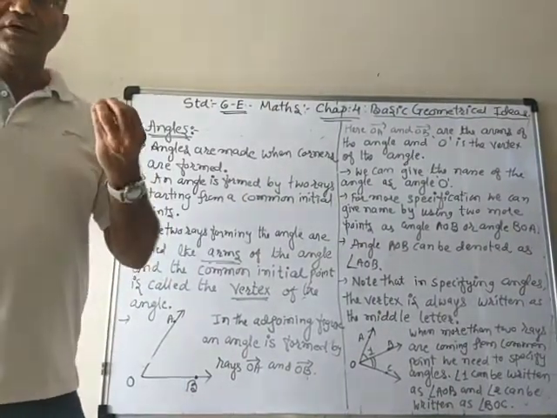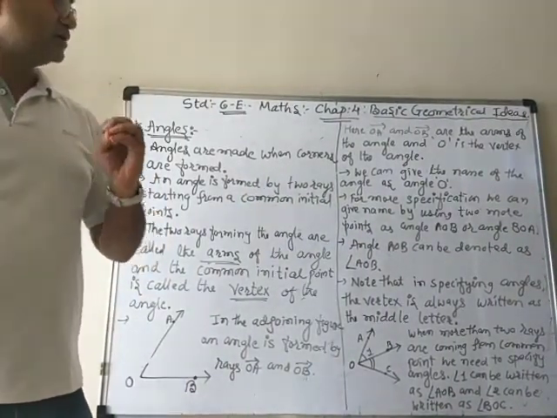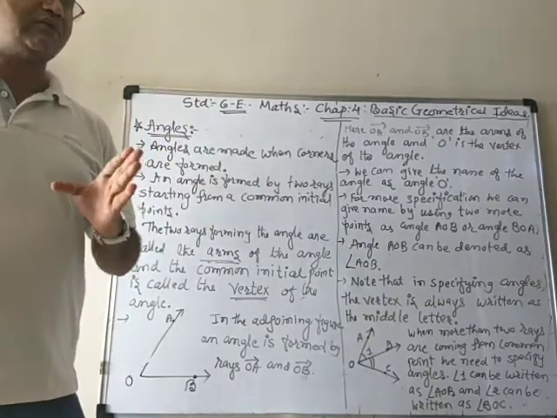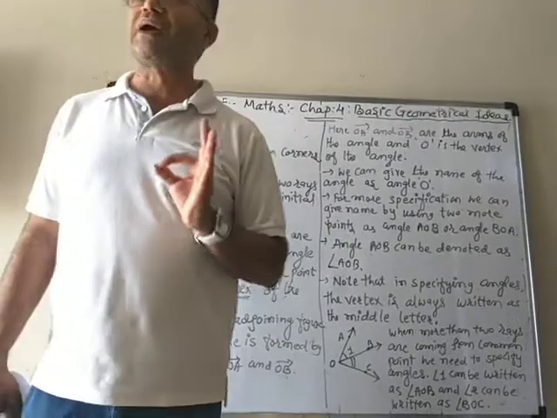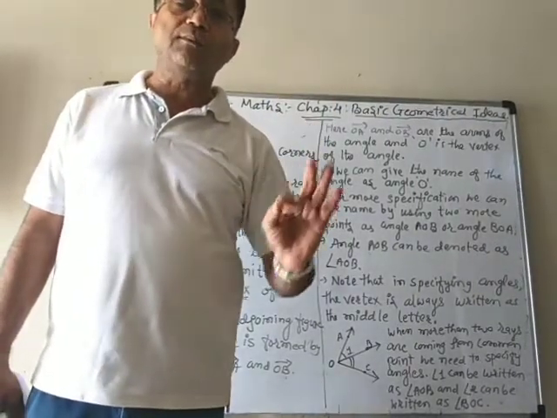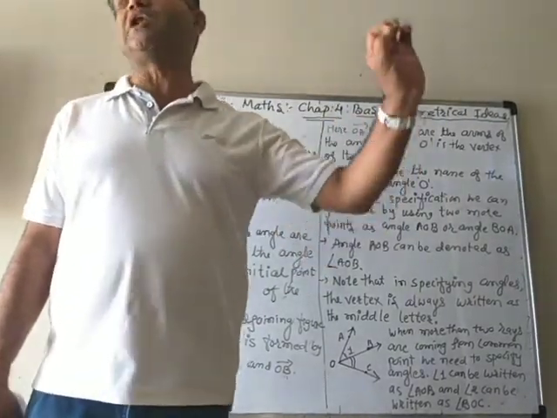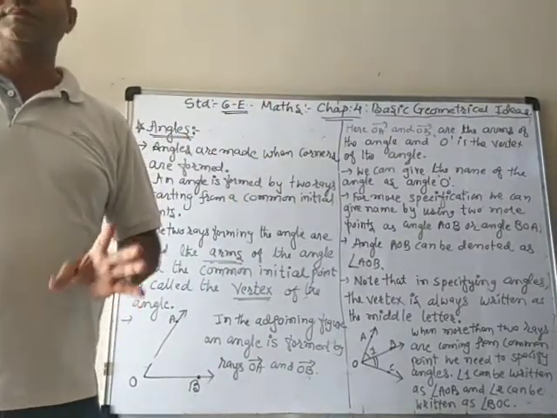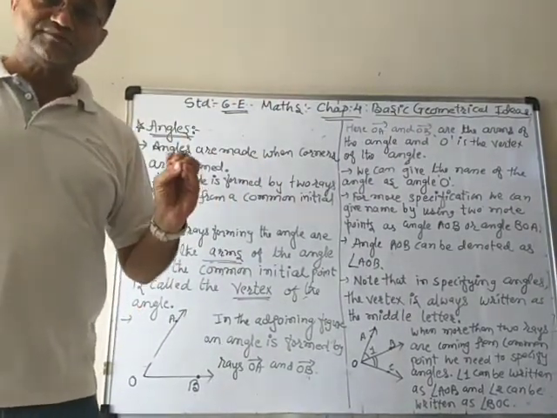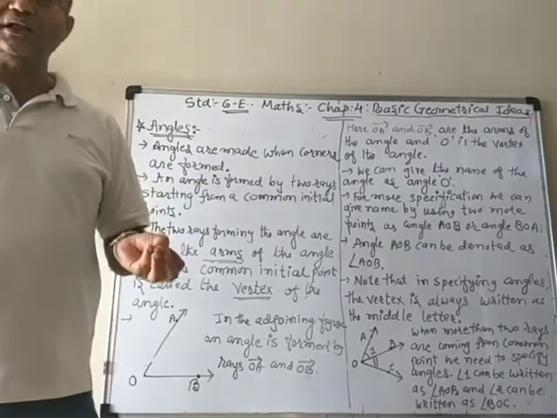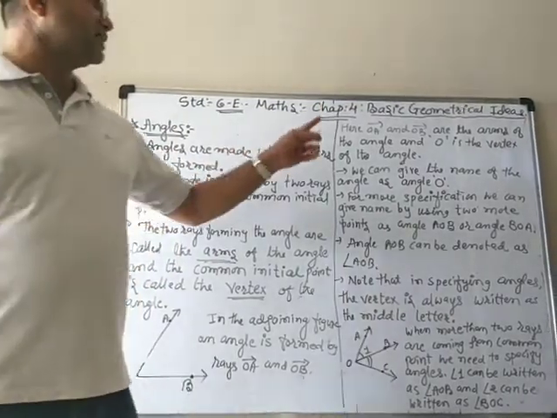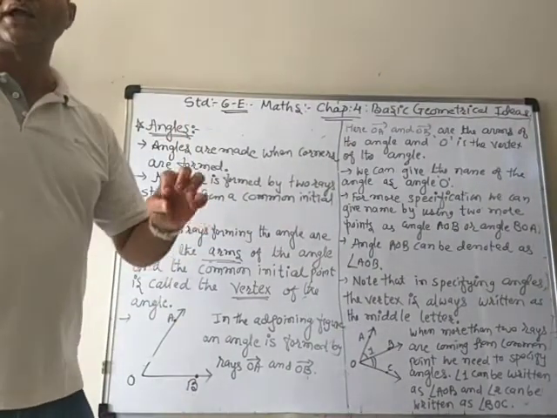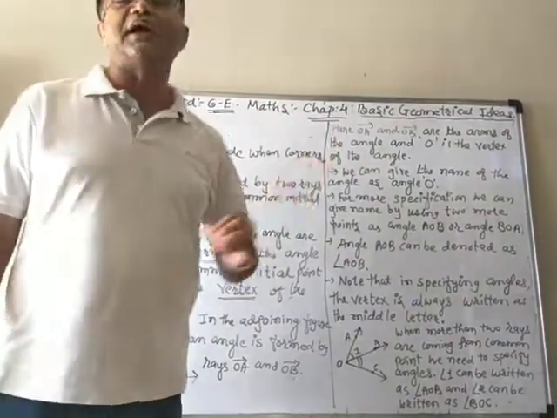So now it is clear in your mind how the angle is formed. Whenever two rays come out from a common initial point, they will make an angle. Those rays are known as the arms of the angle, and that common initial point is known as the vertex of the angle.